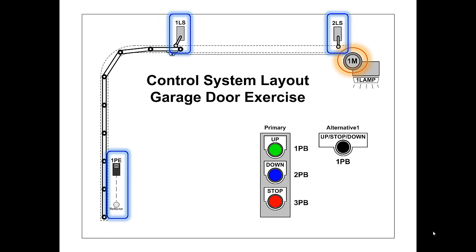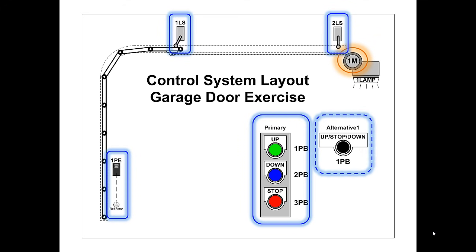A safety photo electric switch, a push button station as the operator interface, and we have a single push button station as an alternative. So we have a choice of these two operator stations, up, down, and stop, or we use the alternative single push button, which we probably would not do with an electrical design, but we could with a PLC.